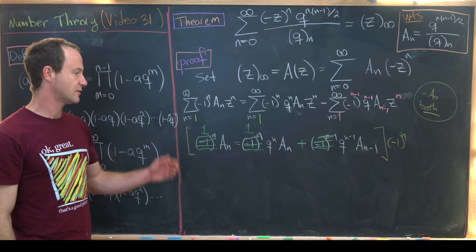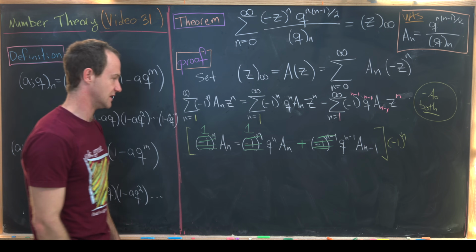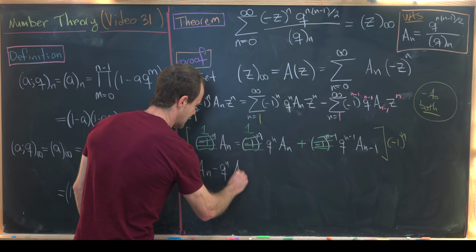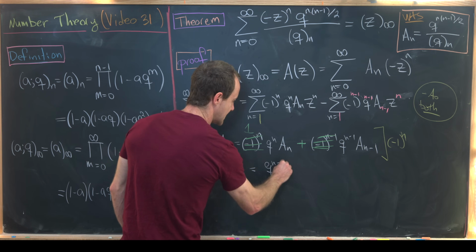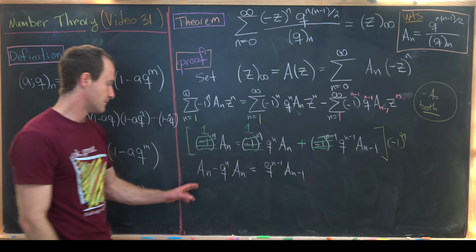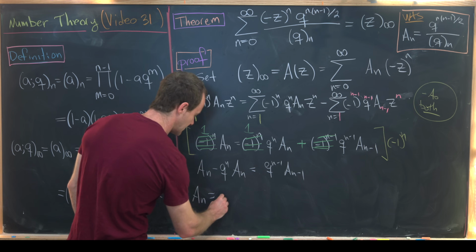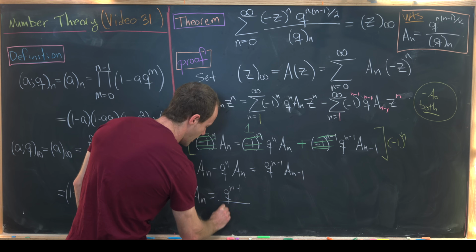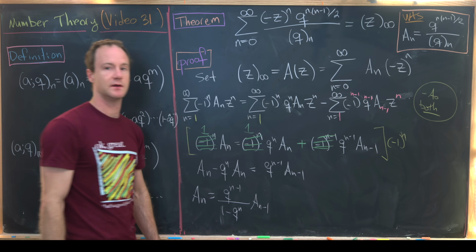Now we can move everything with an a_n to one side of the equation and everything else to the other side. That gives us a_n minus q to the n a_n, from moving this over, equals q to the n minus 1 a_n minus 1. But we can factor an a_n out and then divide by what's left, and we'll see that we have q to the n minus 1 over 1 minus q to the n times a_n minus 1.